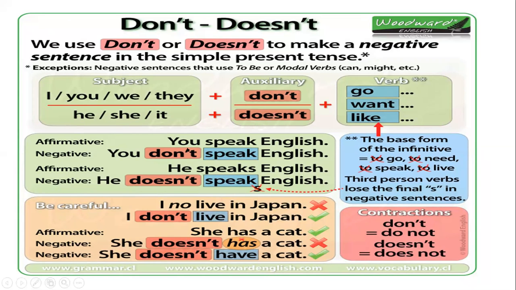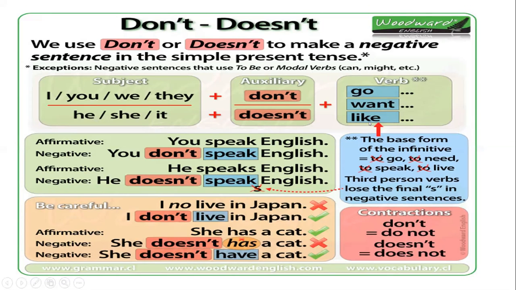For the affirmatives, you speak English, it's okay. Negative, you don't speak English. Affirmative, he speaks. Look here, we add the letter S because it's an affirmative sentence. He speaks English. Negative, he doesn't or she doesn't speak English. Look that here, if you use the auxiliary does, because it's a negative sentence, you don't have to add the letter S to the main verb.